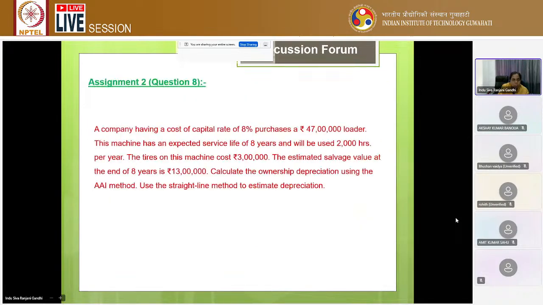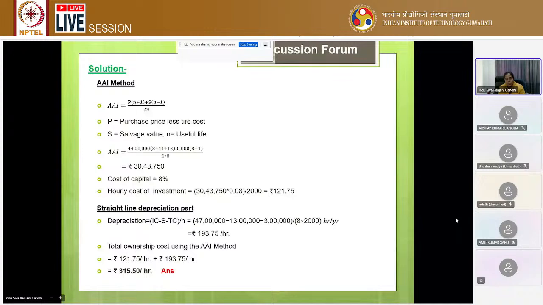This is question number 8 of your assignment 2. There was a doubt posted related to this particular question. You can see that the cost of capital given in this problem is 8%, and the equipment purchase price is 47 lakh. The life of the machine is 8 years. Equipment usage is 2000 hours per year, the tire cost is given as 3 lakh, and the salvage value is 13 lakh. You are asked to use the straight line method to estimate depreciation, and you can go for the average annual investment method. That was given in the question.